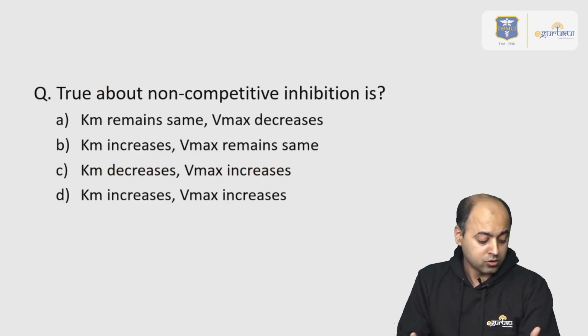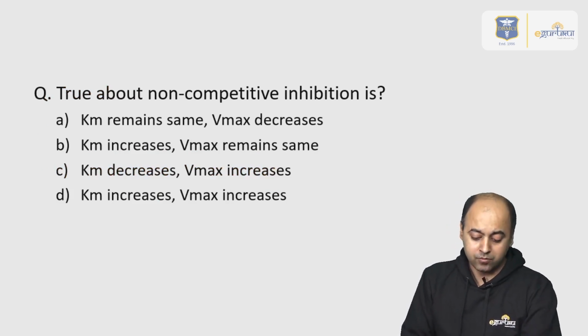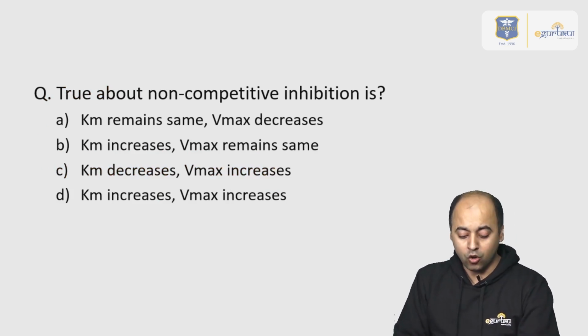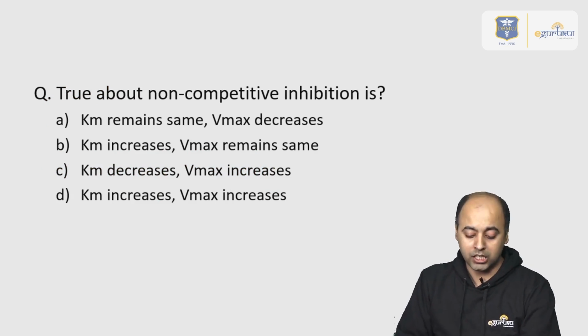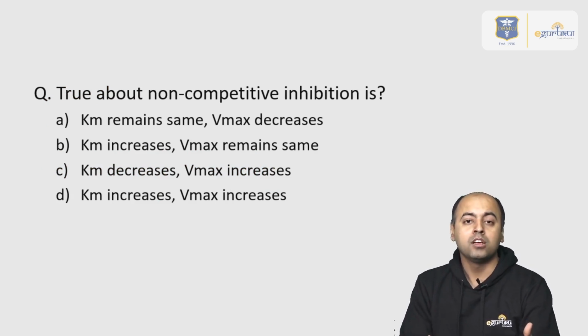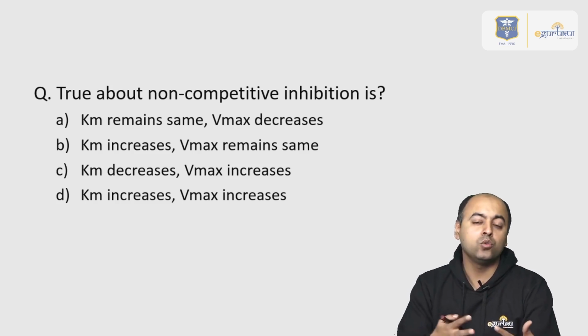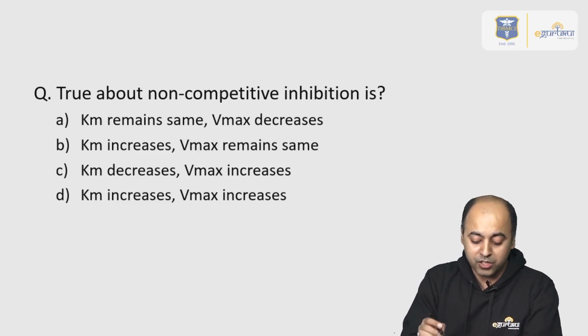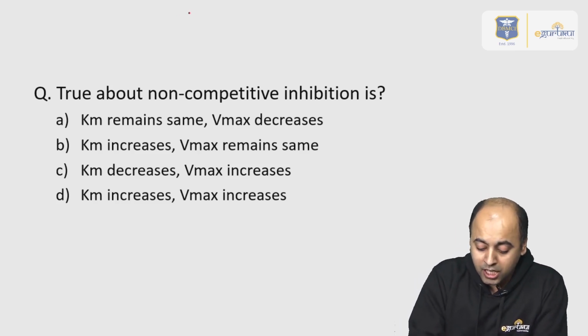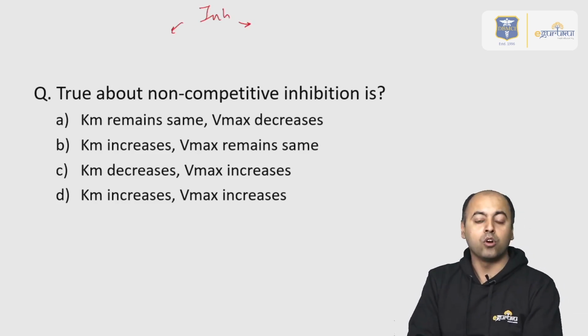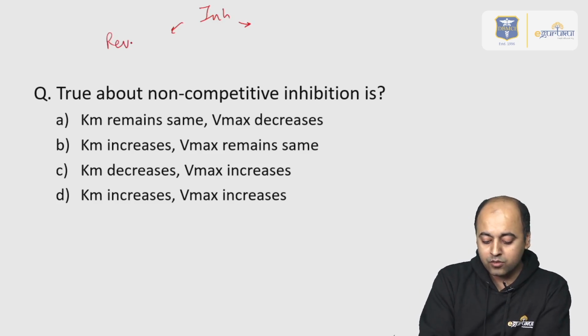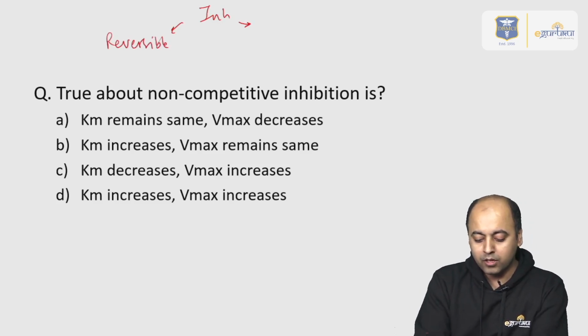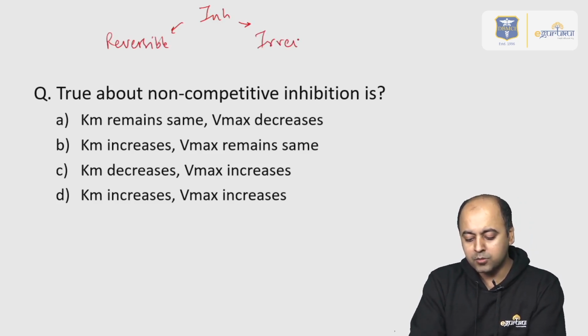Now we move on to the enzyme section. True about non-competitive inhibition is, now here we are talking about the change in enzyme activity due to different types of inhibitors. Very briefly, I will mention the types of inhibitors. The inhibitors can be 2 broad types.